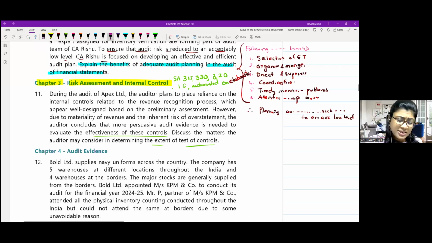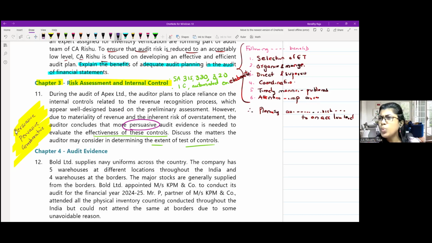So guys, start with the heading. You need more persuasive evidence about control. What is the meaning of the word persuasive? There are three words that many of them confuse. Persuasive means convincing. Pervasive means overall, fully affected. SA 705 we say. Corroborative means supporting. One more word is there, commensurate. In CARO we hear it. Commensurate means proportional. Persuasive, convincing. Pervasive, fully affected. Corroborative, supporting. Commensurate means proportional.